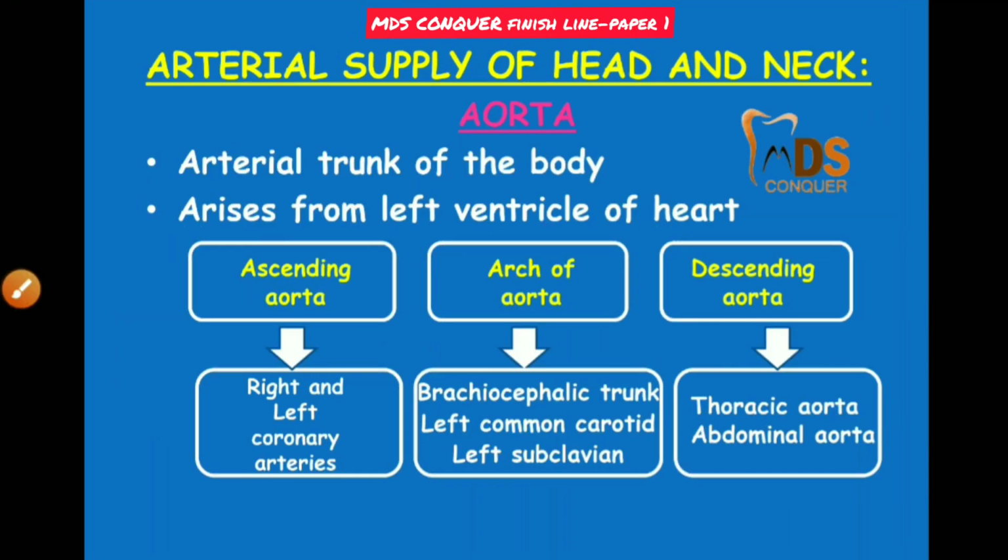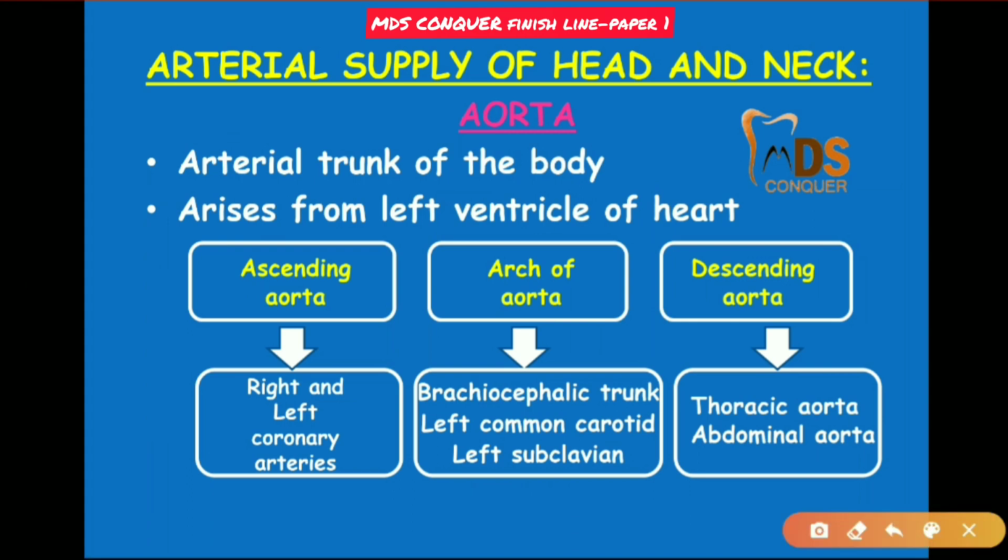Then coming to the arterial supply of the head and neck, first you have to know about the aorta. The aorta is the arterial trunk of the body, and it arises from the left ventricle of the heart. It has three parts: the ascending aorta, which gives rise to the right and left coronary arteries; the arch of the aorta, which gives rise to the brachiocephalic trunk, left common carotid, and left subclavian arteries; and the descending aorta, comprising the thoracic aorta and the abdominal aorta.